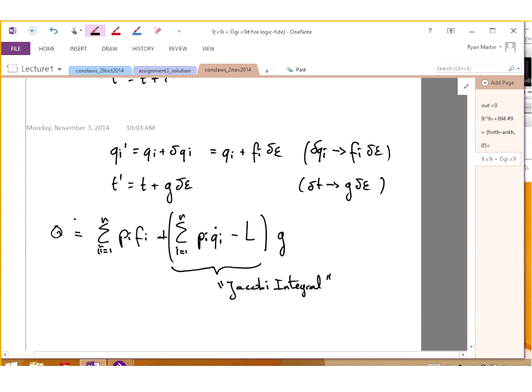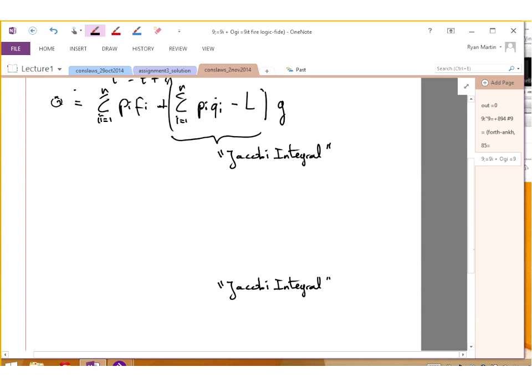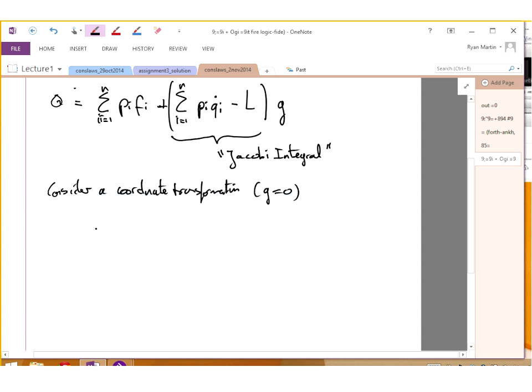So let's do a simpler case. Now that we did the general derivation, let's do a simple derivation where we only consider variation of the coordinates, not of time. So consider a coordinate transformation. Explicitly, we're saying that G equals 0.